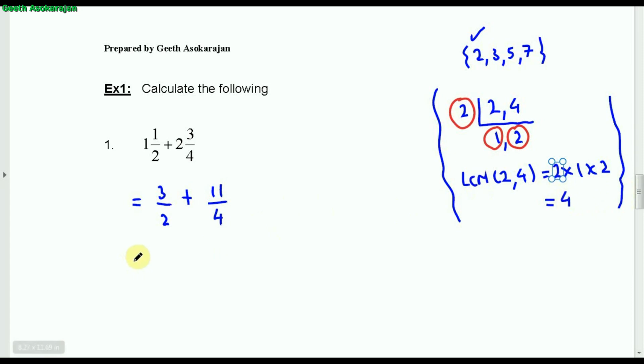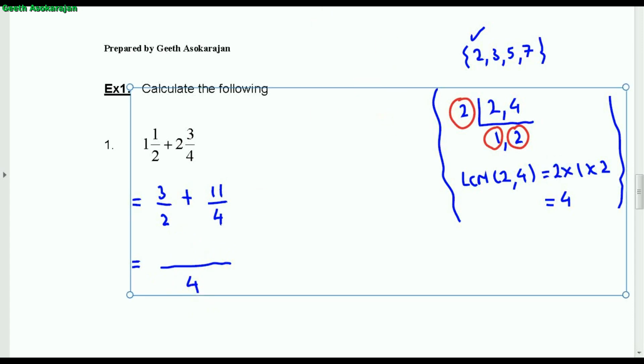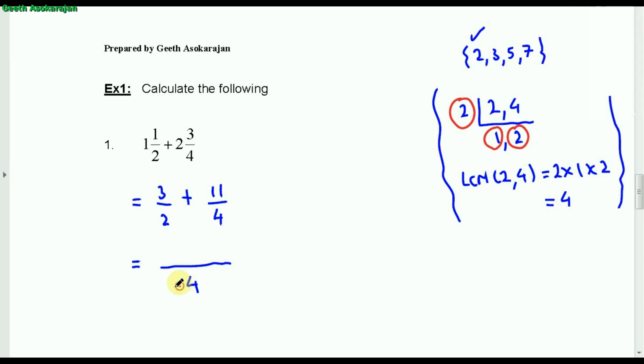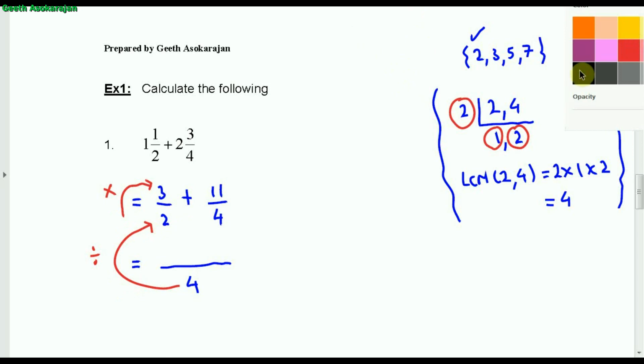So the step that follows, that 4, that LCM will be the denominator term of the resulting fraction. And remember the step that follows, we need to divide that 4 by the 2 and multiply that answer by the numerator. So 4 divided by 2 is 2. 2 times 3 is 6. Plus, so a plus. Doing the same for the second fraction, 4 divided by 4 is 1.